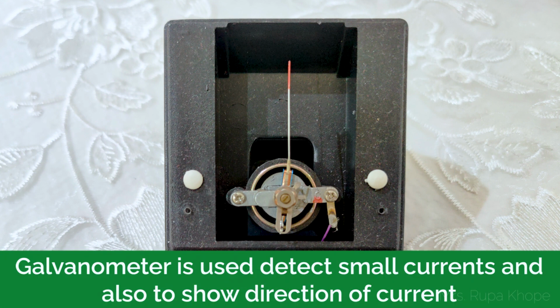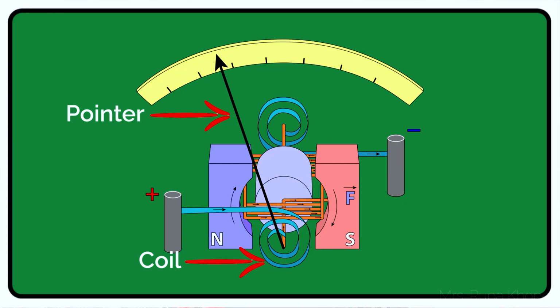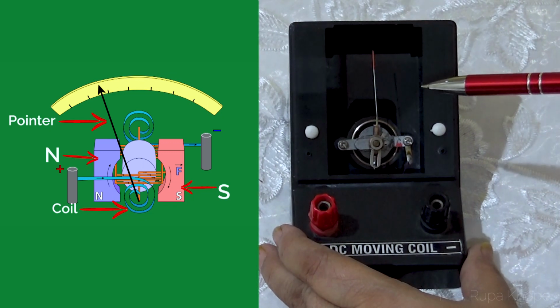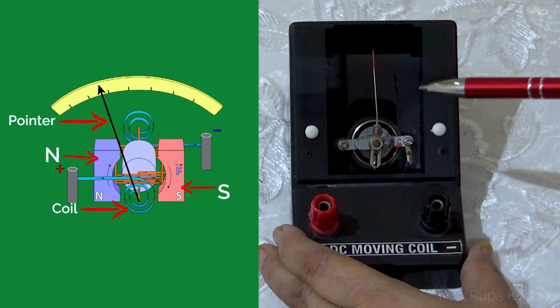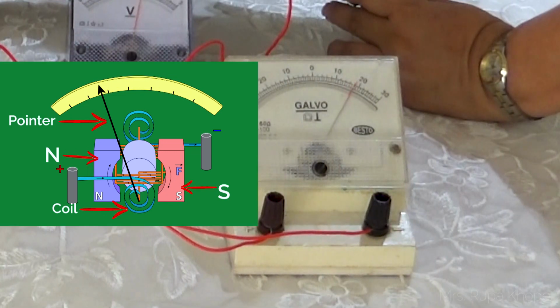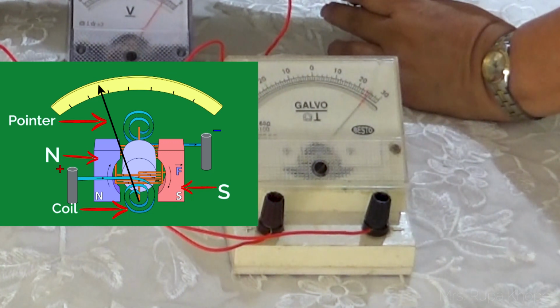Galvanometer is a device used to detect very small current and also to show the direction of current. The pointer is attached to a coil placed between the two poles of strong magnets. They are powerful strong magnets, and the pointer shows deflection whenever a current is passed through that coil. This coil experiences a torque and the deflection produced in the galvanometer is directly proportional to the current in the coil. So this is the pointer which will deflect. So this deflection is directly proportional to the current flowing in the coil.